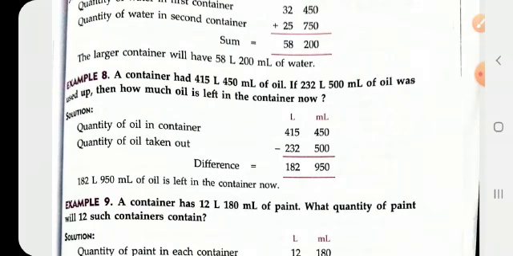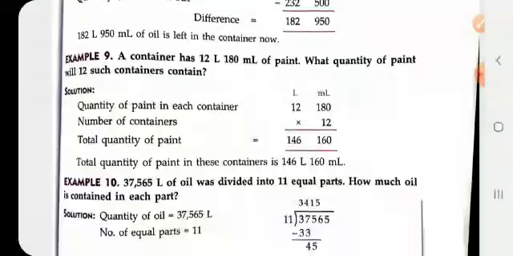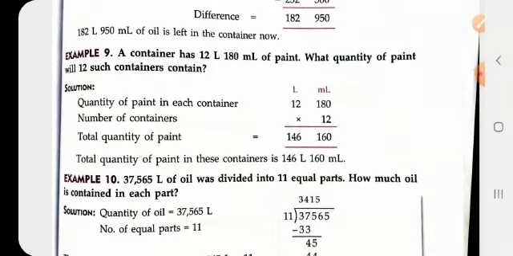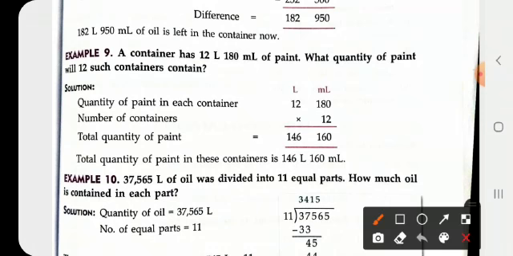Now coming on to the next sum, it is said that one paint container has the capacity of paint, that is 12 liters and 180 milliliters of paint. Now what is the capacity of 12 such containers? So we have to multiply it by 12 and we will get the answer over here. But when you are writing the answer, you will have to mention the statement like this is done over here.